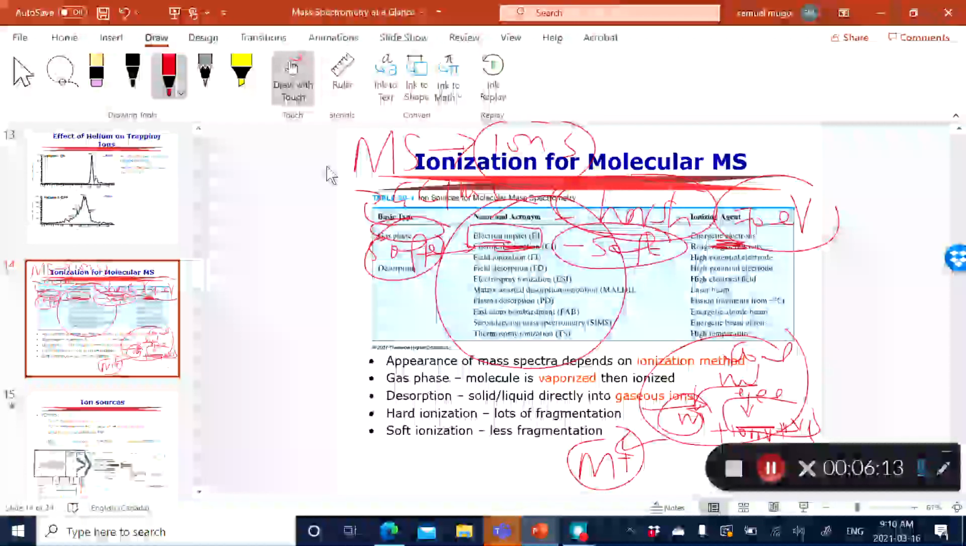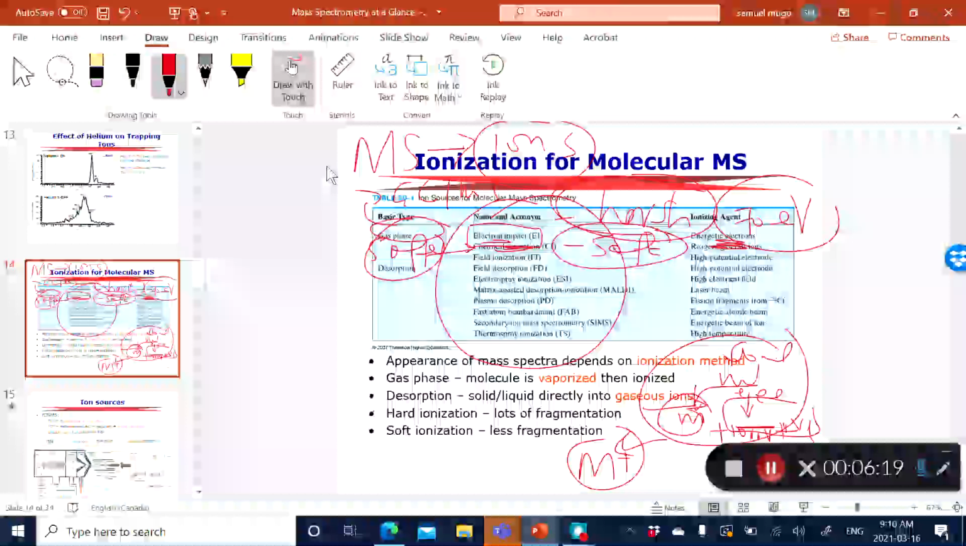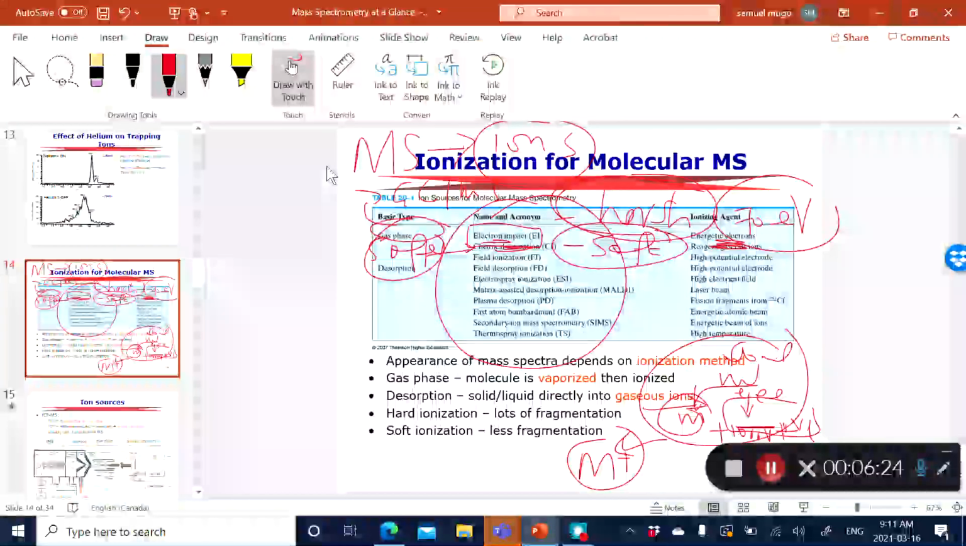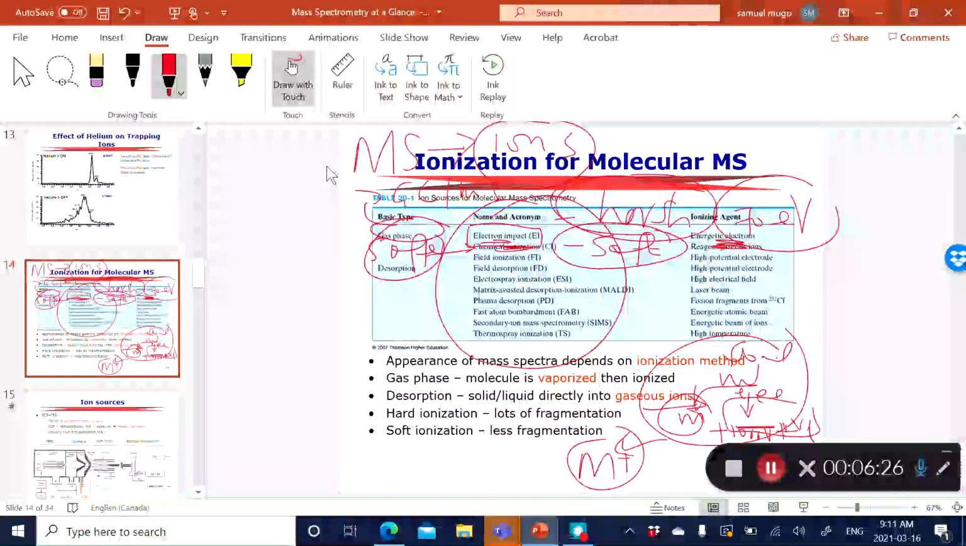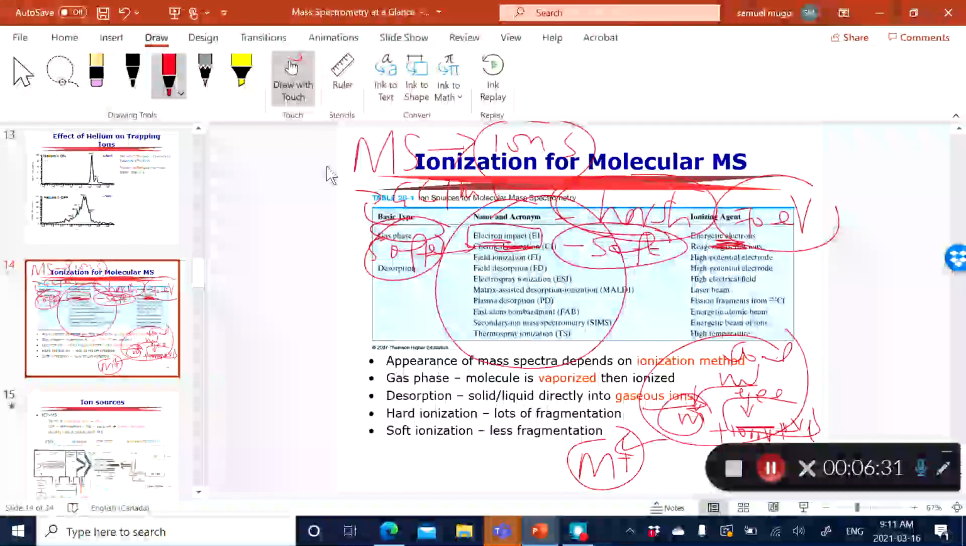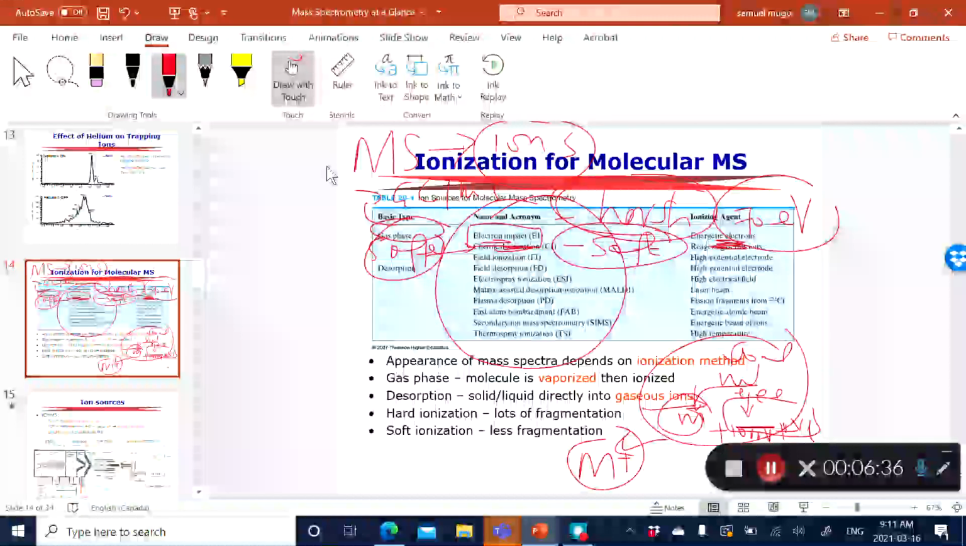Now, there are other types of ionization methods called desorption methods, and these ones are often very common when you're working with LC as well, liquid chromatography, as the upstream technique in most cases, not in all cases. Some of them are standalone techniques, meaning you do not need separation upstream.